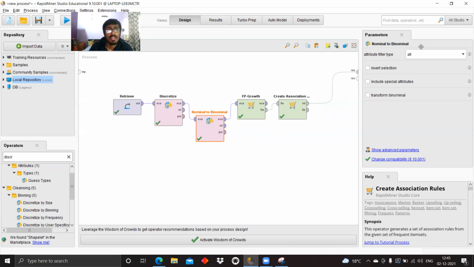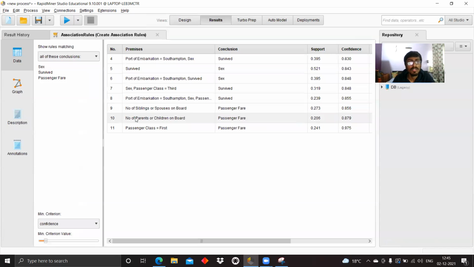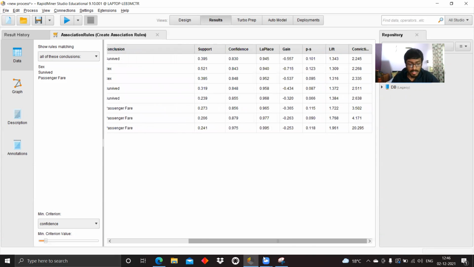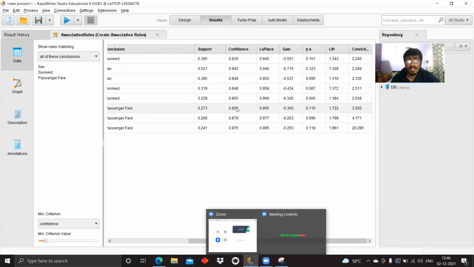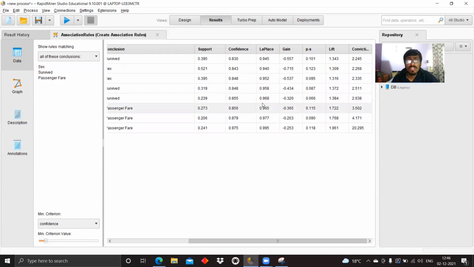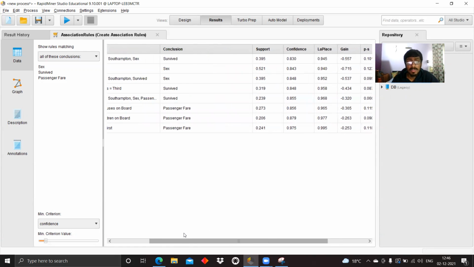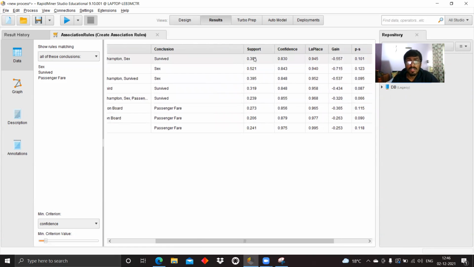So let me run the process. This is basically where our association rules have been created. It shows you the support value and the confidence value, alongside other measures like Laplace, gain, PS value, lift, and conviction. These are basically the attributes. I'll be explaining one by one what each of them does.